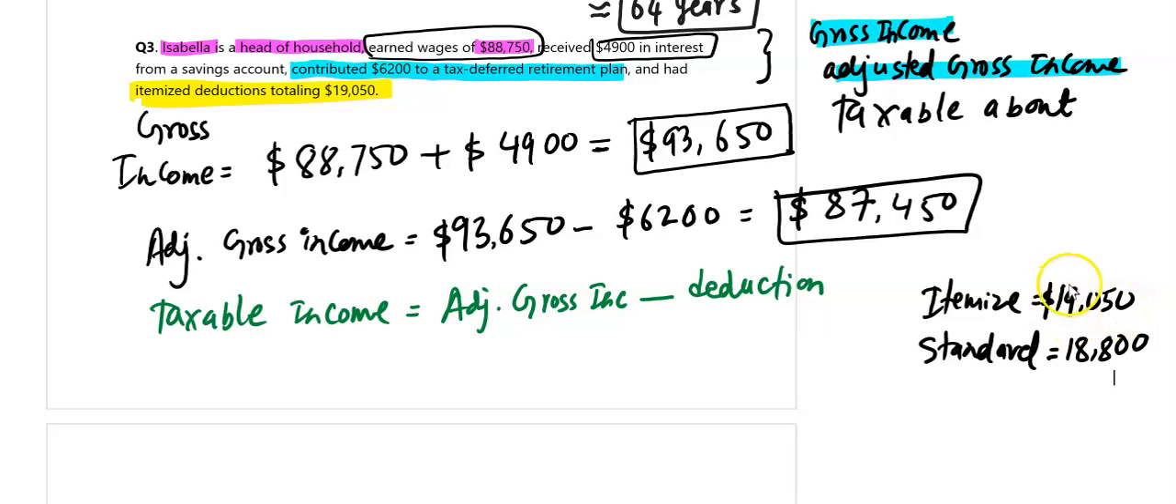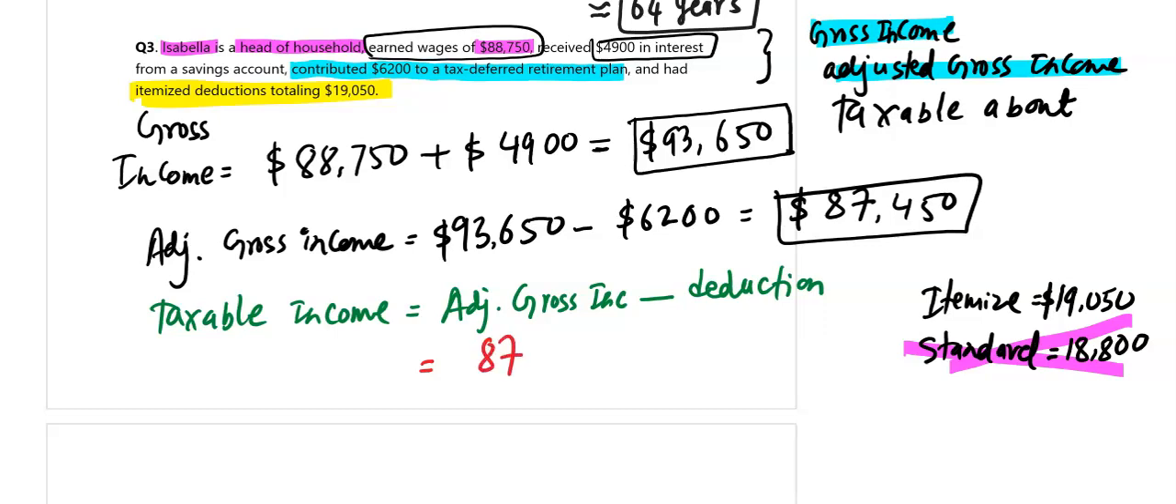There's two deductions here. Isabella's standard deduction is 18,800, but her itemized deduction is 19,050. So she has the bigger itemized deduction, so she wants to deduct this number, the itemized deduction, which is 19,050, not the standard. So do not use standard because itemized is higher. You subtract the itemized deduction from the adjusted gross income.